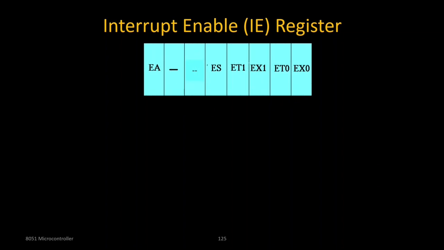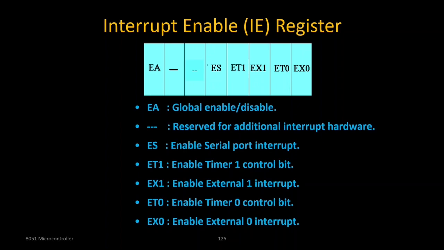So for an interrupt to run properly, there should be an interrupt enable register. In the interrupt enable register, EA shows that interrupts are in operation. ES is for the serial port interrupt, ET1 is for the timer 1 interrupt, and EX1 for external interrupt 1, and after that ET0 for the timer 0 interrupt, and EX0 for external interrupt 0. So in our question, it has been given that you have to make use of external interrupt 1. This is what the question is.